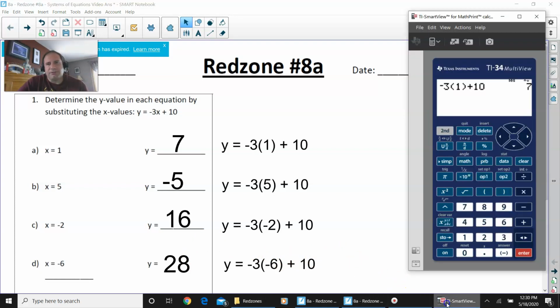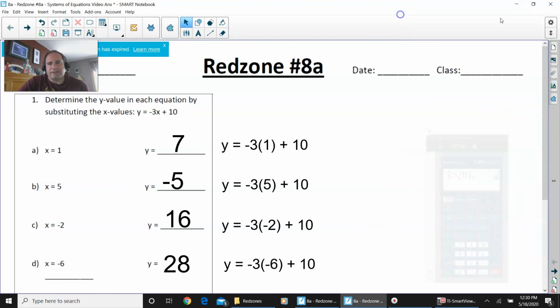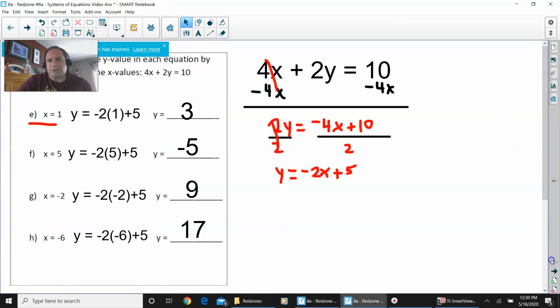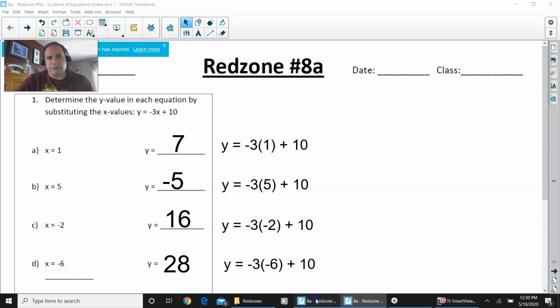Just remember, use your calculator. I'll just do 1 with you. Negative 3 times a negative 6 plus 10. And that is 28. All right, and that's basically it. So to go on to number 2.